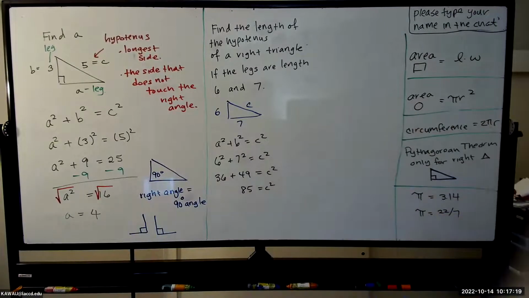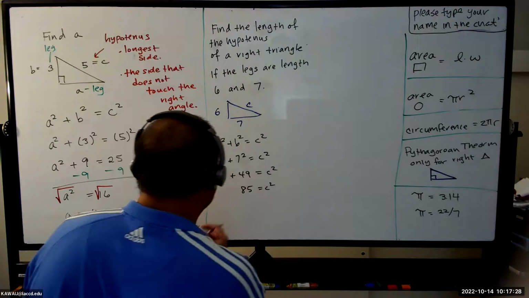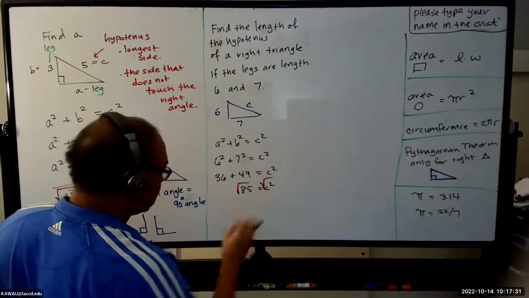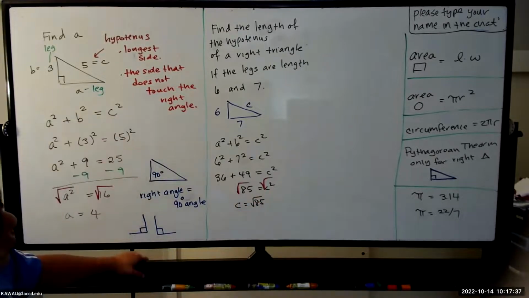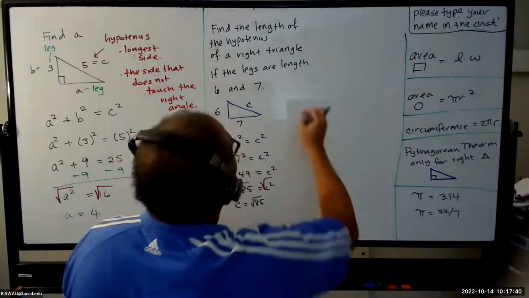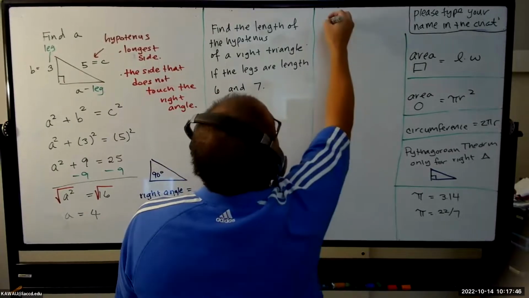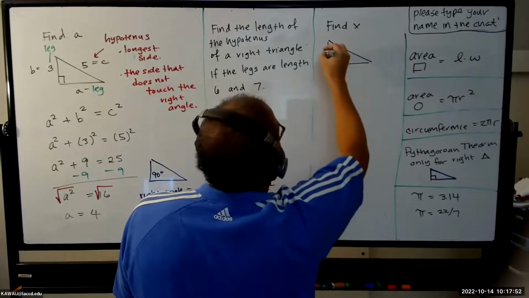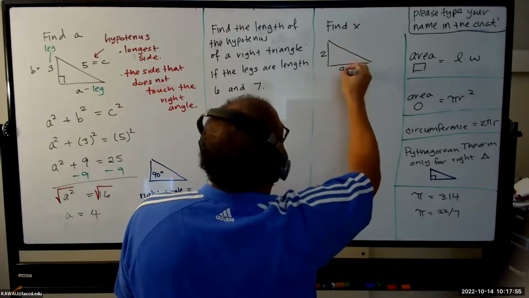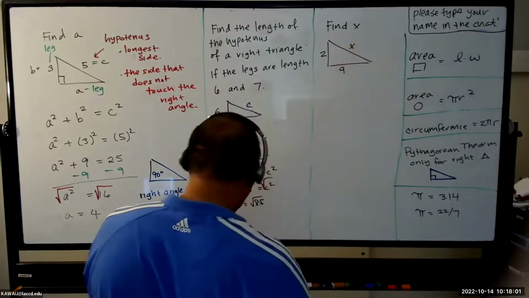Okay. Now let's see if we can simplify that. All right. So we're going to square root both sides. So C will be equal to square root of 85. Okay. Now let me give you another one. Okay. So let me give it to you like this. Okay, so go ahead, do that.